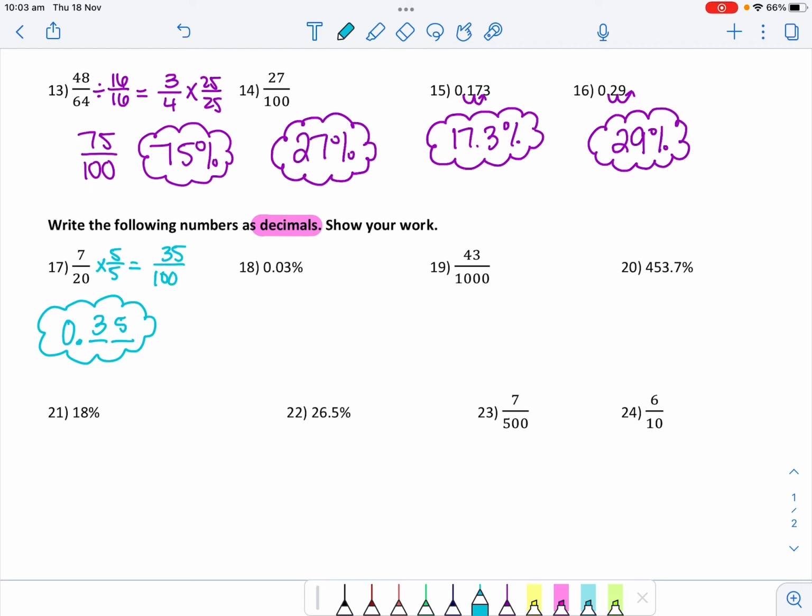For number 18, to go from a percent to a decimal, I'm going to move the decimal 2 places to the left, so 1, 2, and I'm going to put a 0 in that placeholder. So 0.0003. 43 over 1,000 is already over a power of 10, so I need 3 decimal places, 1, 2, 3, and I'm going to put 43 at the end.